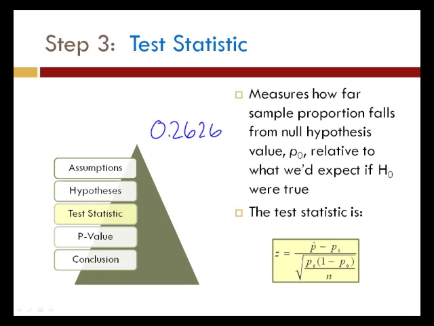Any questions on that? So this is our test statistic. Knowing that this is our test statistic, do you think we're going to reject the null and say the alternative is true? No. Because we are almost on top of our hypothesized mean right there with 0.2626. We're not out 1 standard deviation or 2 or 3 standard deviations. We're out 0.26 standard deviations. So not very far at all.